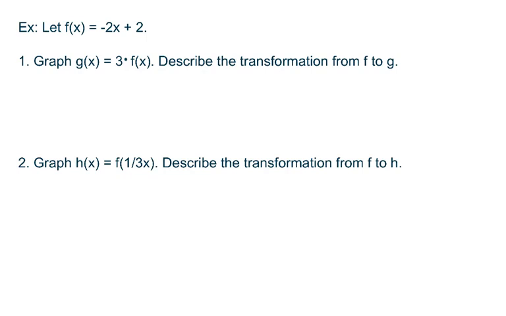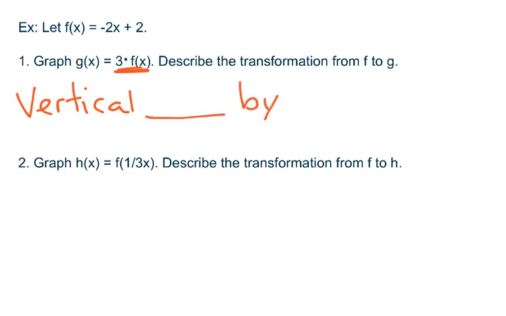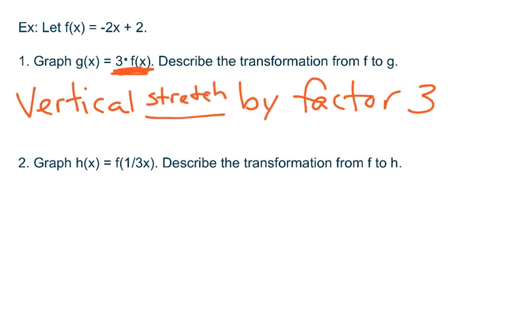Let f of x equal negative 2x plus 2, and then number 1, g of x is equal to 3 times f of x. And number 2 is h of x is equal to f of 1/3 x. Describe the transformation from f to the new functions. So with number 1 here, we're multiplying the original function by 3. If it's outside the function, that means it's vertical. Vertical something by factor of... If it's vertical, the number on the outside is the factor, so it's a factor of 3. And if the factor is bigger than 1, that means it is a stretch. It's a stretch by a factor of 3.